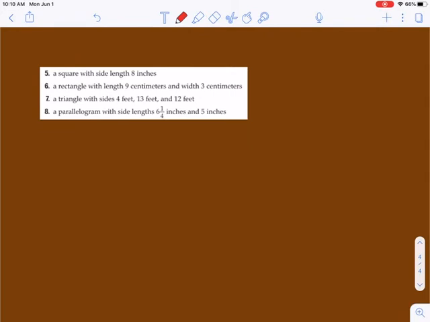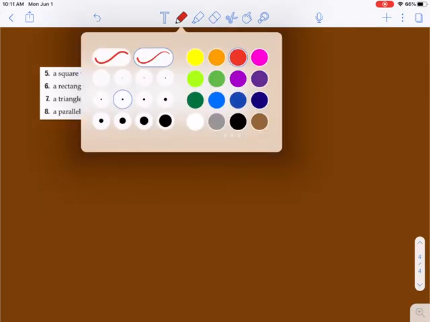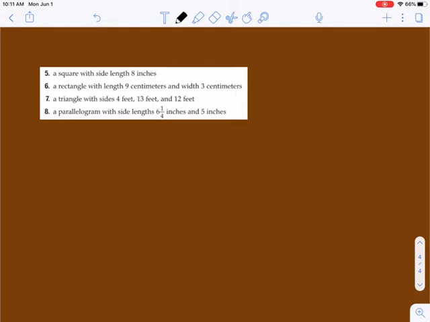There's a whole bunch more problems here. I don't know if I need to go through these, but I'll just help you set them up. So number 5, a square with side length 8 inches. So it's 4 of them, and they're at 8, right? So 32 inches.